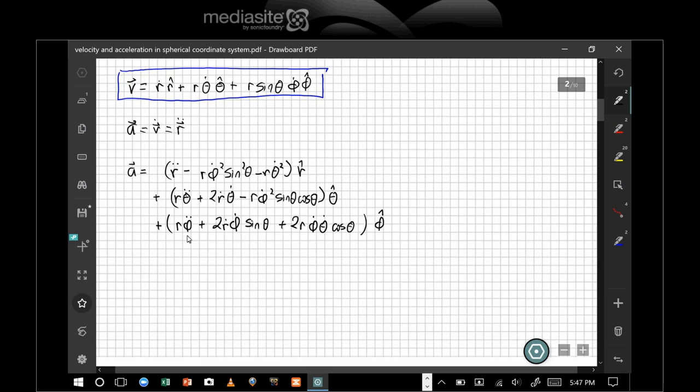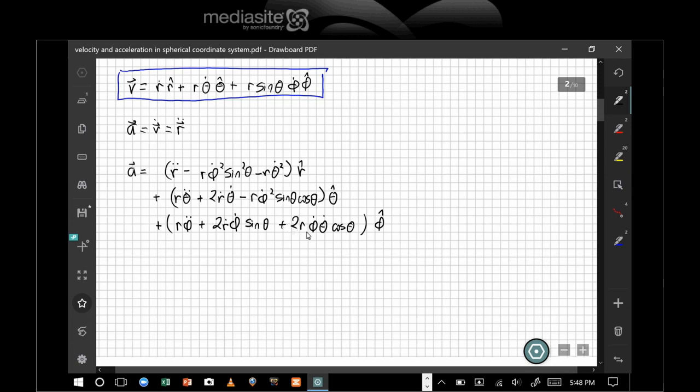Okay. One way we can check, say, well, how do we even know this is correct? Notice that acceleration has units of distance per second squared. Obviously, this is distance per second squared, but notice that here r has units of meters. Phi dot has units of 1 over second, so phi dot squared is 1 over second squared. Same thing with r times theta dot. R has units of meters. Theta dot has units of 1 over second, and 1 over second squared.